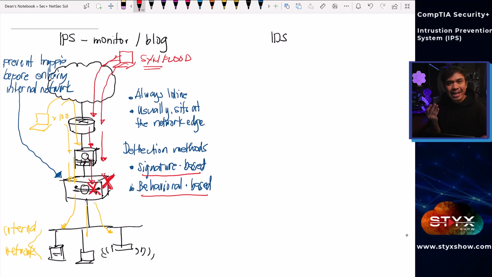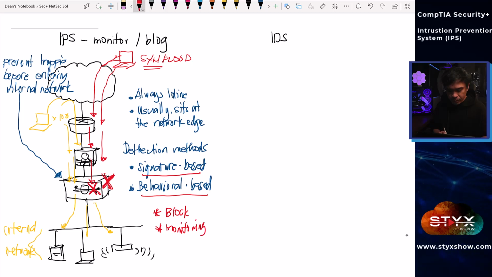Yes, you as an admin or you as a security engineer always have the option to choose which action whenever IPS detects a potential threat. You can either do block or you can just use monitoring capabilities. Okay, monitoring with the use of logging. So these are the two actions.